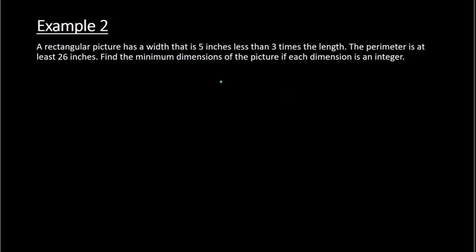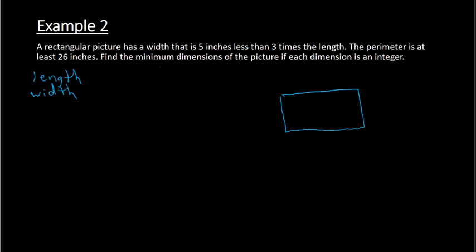Alright, so let's break this apart. We have a rectangular picture. So it is always helpful when you have some sort of shape or something like that, you can draw yourself a picture to help you visualize what you are doing. Alright, it says here the width is 5 inches less than 3 times the length. And our objective is to find the minimum dimensions. So our unknowns, what we're trying to find, are the dimensions. We're trying to find the length and the width. Alright, length and width. That is our two unknowns.